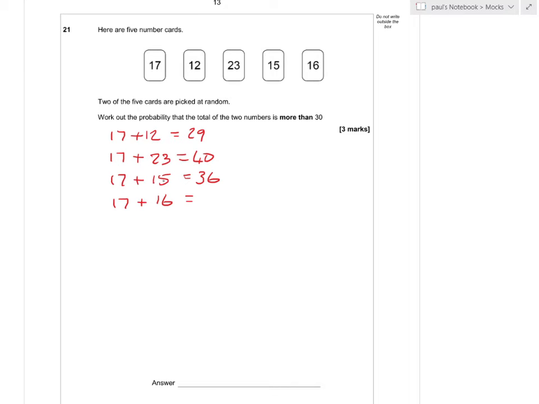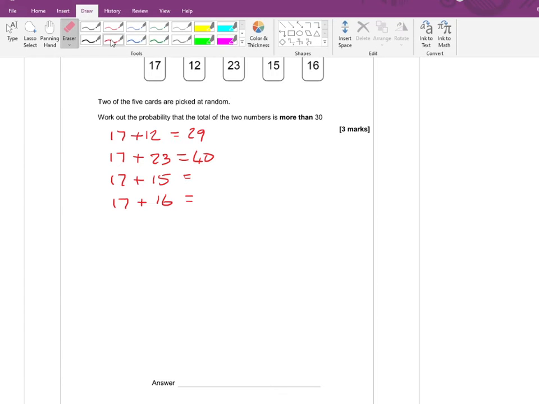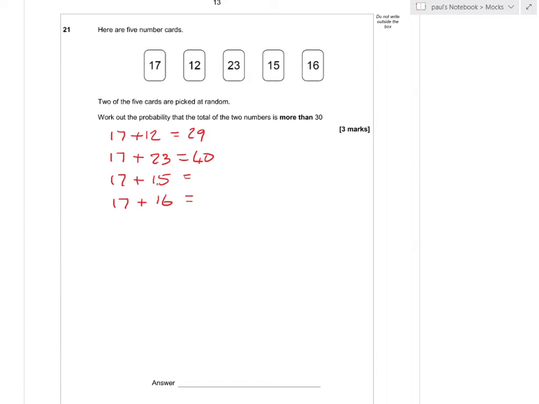No, that's not 36, is it? That's not 36. Oh, yes. I don't think that's right. Okay. 17 and 15 are 32. 32, aren't they? Yeah. 17 and 16. Is that right? That's 2 16s of 32, isn't it? 17 and 16 to 33, that is. So that's it. Now we do the other one.